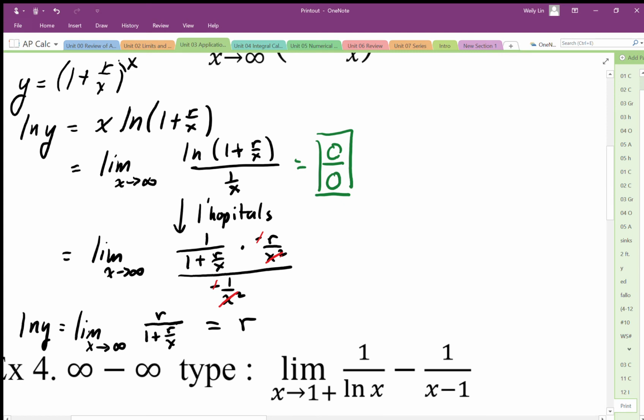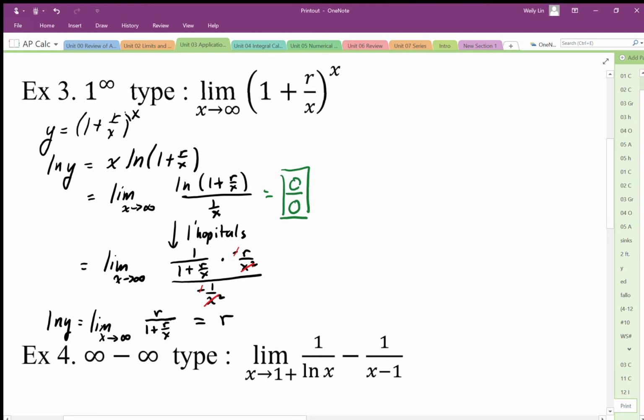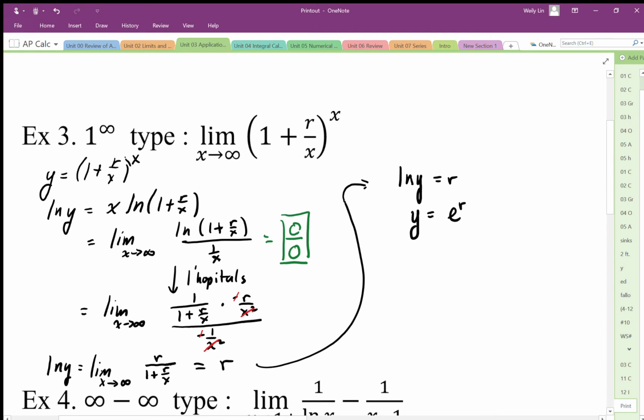Now what we've established then is that log y equals r, so then solving that, we need to just make sure we actually get the y. So since log y equals r, I can say that y is equal to e to the r, okay, and therefore this limit is equal to e to the r.